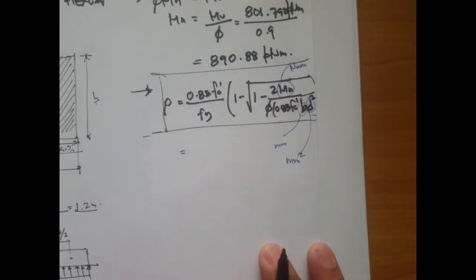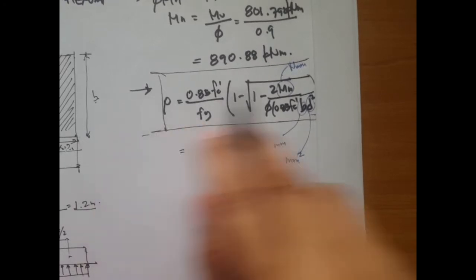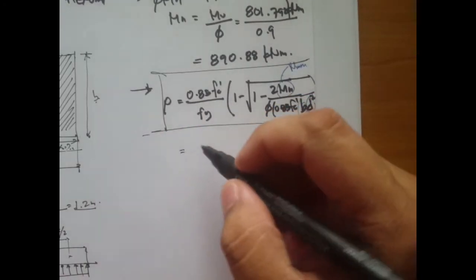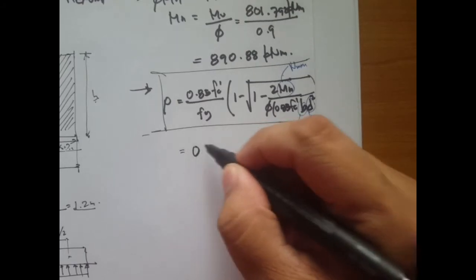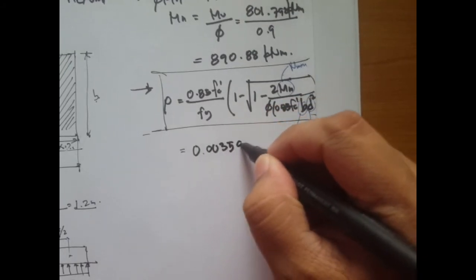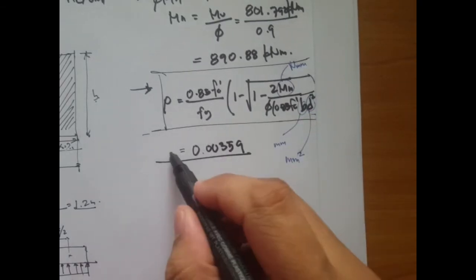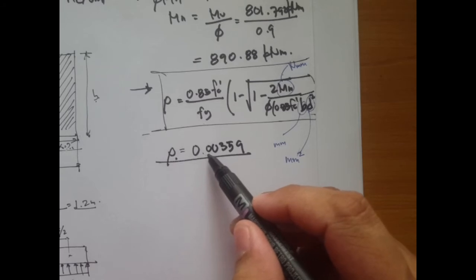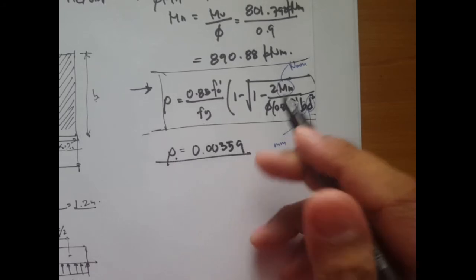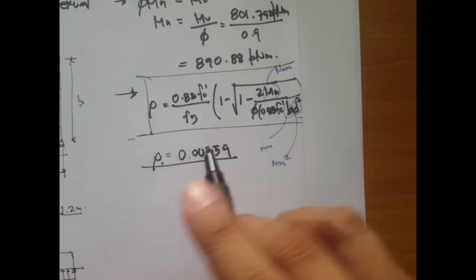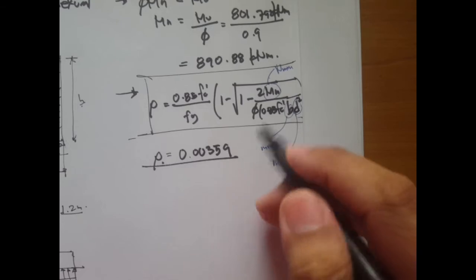Okay, so now if we do the math here, if we substitute all the values, then we'll obtain a steel ratio of 0.00359. So take note, for steel ratio, we need to have several decimal places, let's say 1, 2, 3, 4, 5. So probably 4 or 5 decimal places. So that's typical for steel ratio.